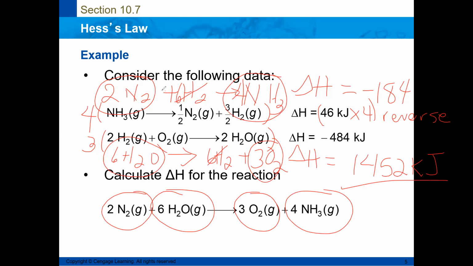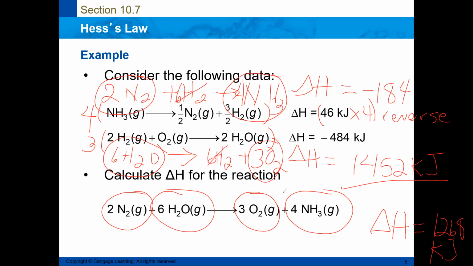And when you add it together, which was 1452 minus, right? Because in this case it's plus negative 184. That gives me 1268. So delta H for this reaction is 1268 kilojoules. And that's how you figure it out. This always is a very complicated thing, but basically that's how it is.